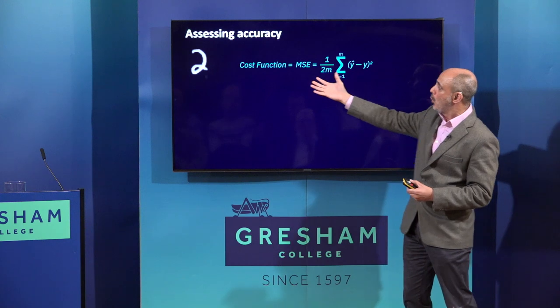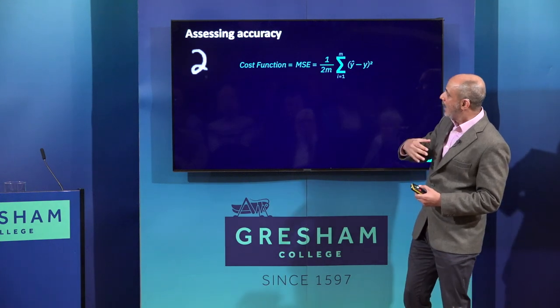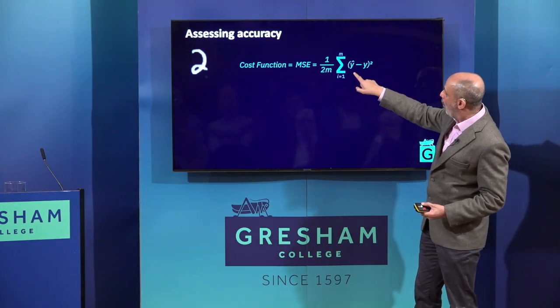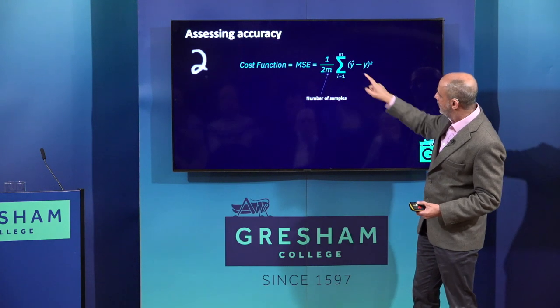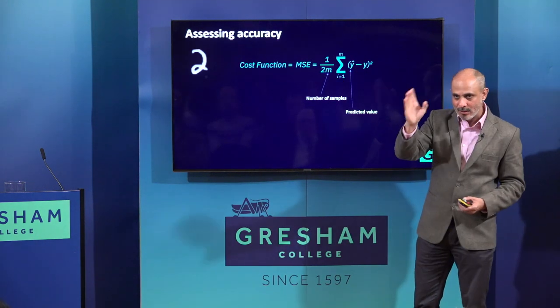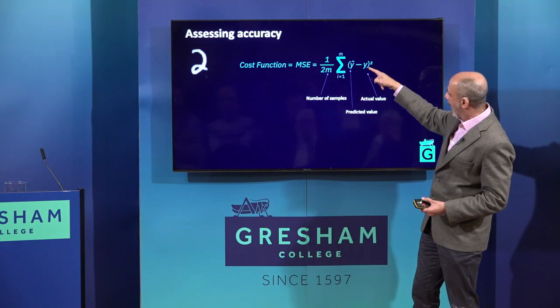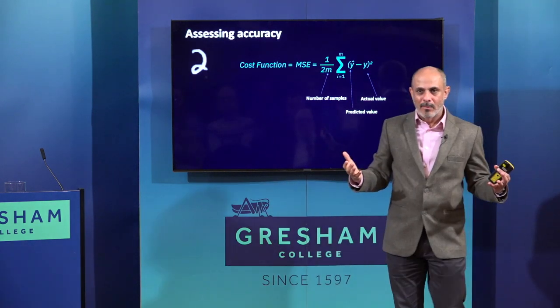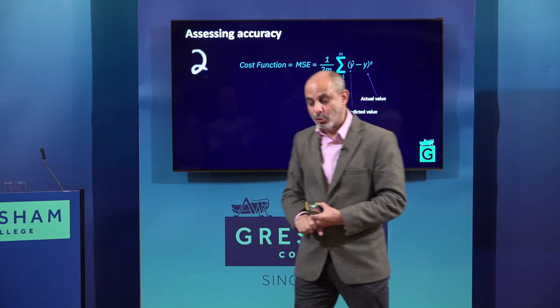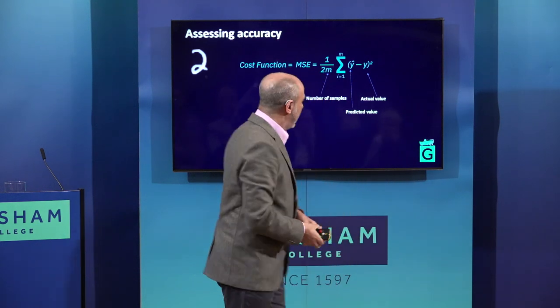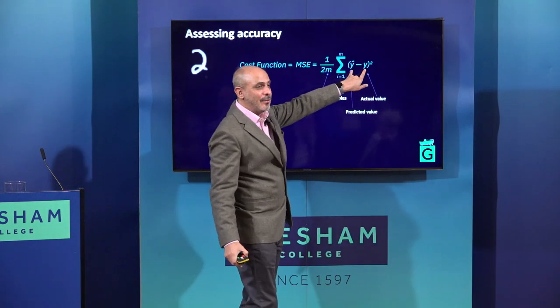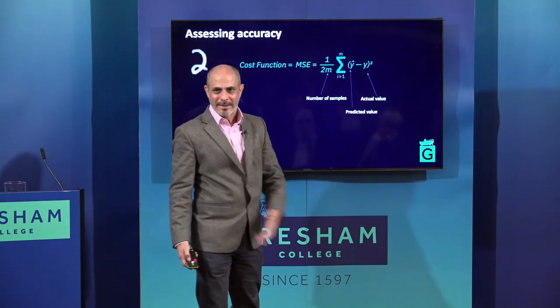And we have what we call a cost function, which is saying, if you increase the size of the sample, what's the difference? That's the number of samples. This is the predicted value. Is this a 2 or a 9? This is the actual value from a supervised learning process, right? And so we want to minimize that difference as much as we can. So that's the basic story, right?